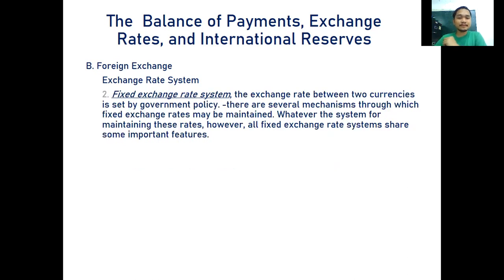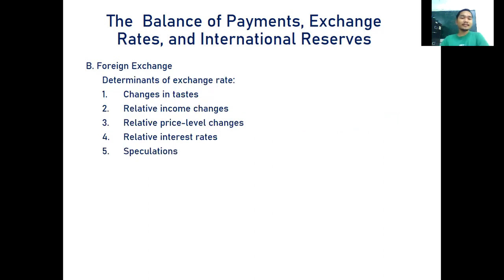Second is the fixed exchange rate system. The exchange rate between two currencies is set by the government policy, and there are several mechanisms through which the fixed exchange rates may be maintained. Whatever the system for maintaining these rates, however, all fixed exchange rate systems share some important features. So there are determinants of exchange rate, changes in taste, relative income changes, relative price level changes, relative interest rates, and the speculations.